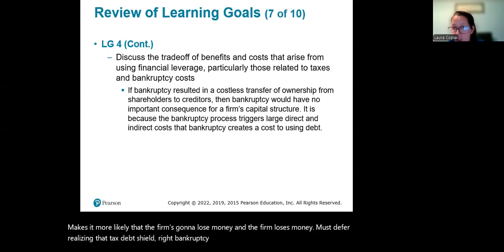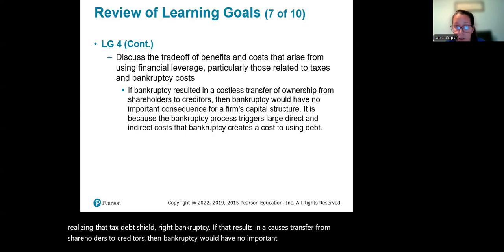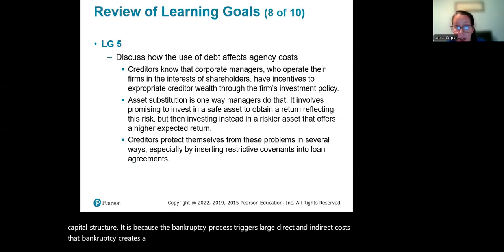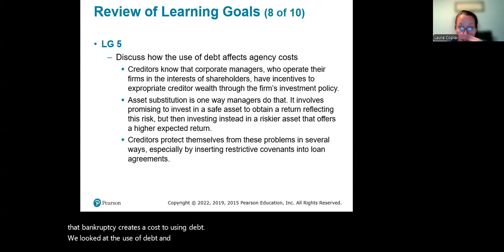Bankruptcy, if that resulted in a costless transfer from shareholders to creditors, then bankruptcy would have no important consequence for a firm's capital structure. It is because the bankruptcy process triggers large direct and indirect costs that bankruptcy creates a cost to using debt. We looked at the use of debt and how that affects agency costs.